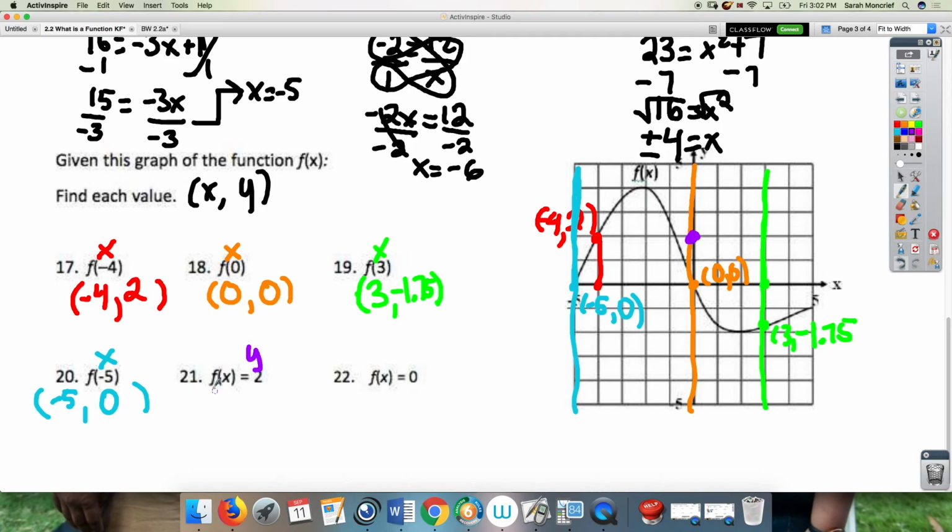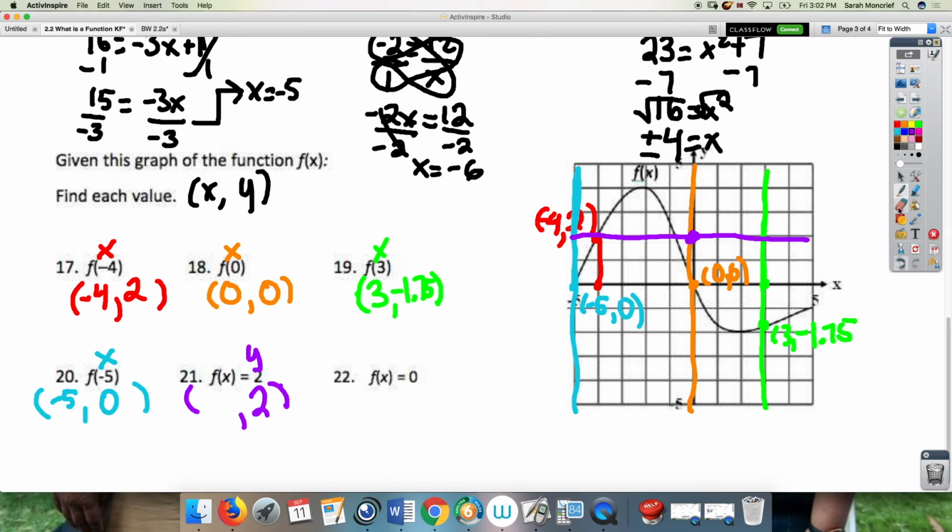Now, when we looked at 17 through 20, we looked for the y portion, right? Since we are looking for an x portion here, because my y is going to be 2, are we going to go up and down or left and right? Left and right. We're going to go left and right because we want to see where it crosses the curve. We want to know where this purple line meets the curve.